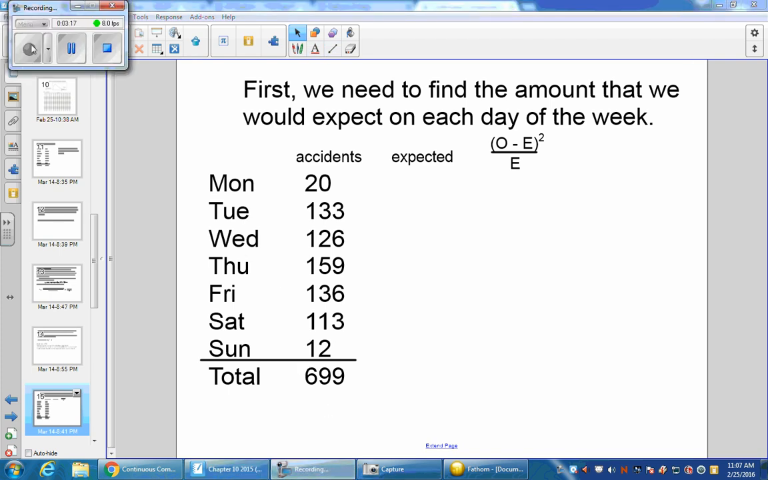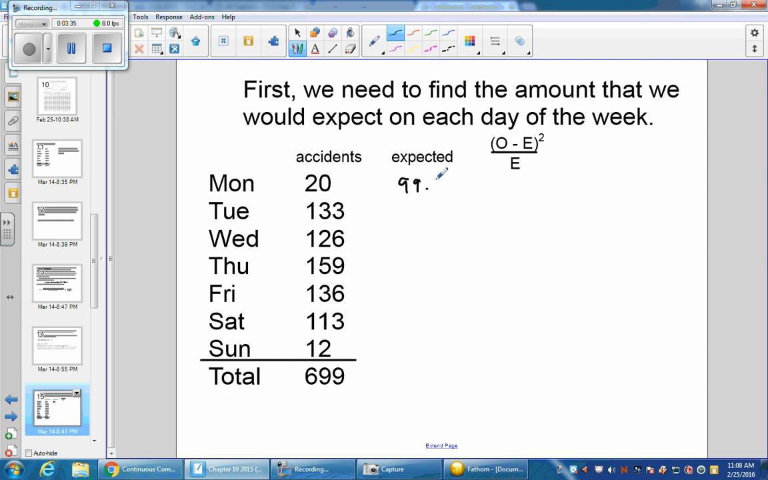Now, if we wanted to figure out what we would expect to be in each of these columns, these are 7 days of the week, and they total up to 699. So if I divide 699 by 7, I would get 99.85. So let's say 99.9. So that's what we would expect each of these to be if the proportions were equal. So if people got in accidents the same amount each day.